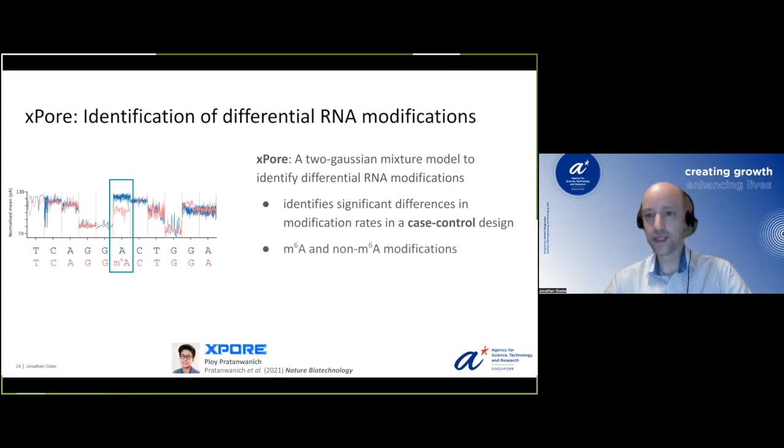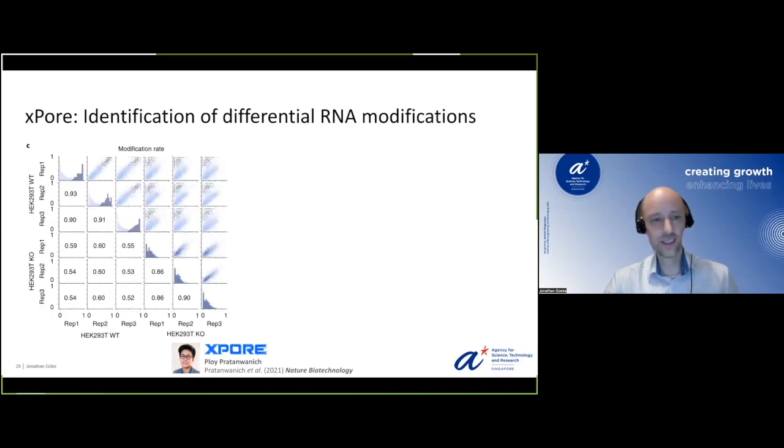It works for M6A modifications. That's where we have evaluated it. But in principle, it works on any modification change. And just to illustrate how that looks on real data, this is a comparison of the wild type cell line with the METTL3 knockout cell line.